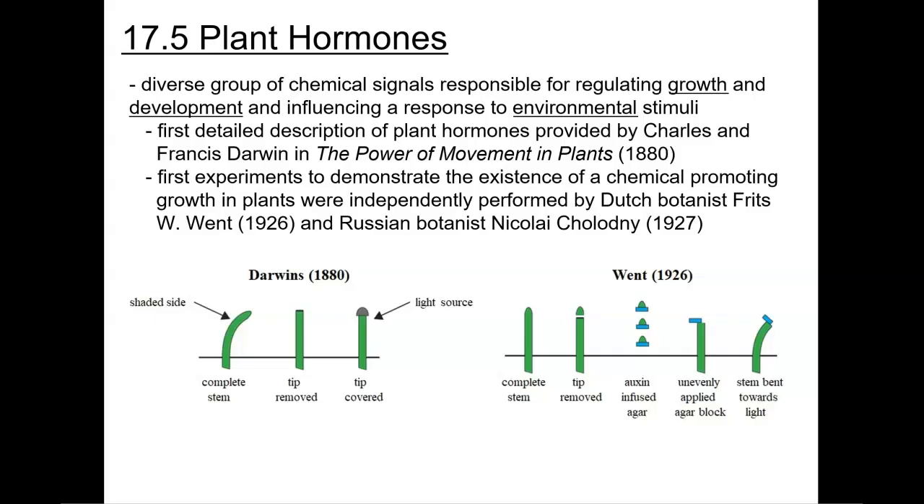And so we see Darwin's 1880 experiment, which shows a complete stem coming up, and the shaded side is where it starts to bend and grow towards the light. Then we remove the tip, and that tip is covered. With Went in 1926, it shows a complete stem. They cut the tip off, use auxin-infused agar to help it grow, and unevenly apply that agar block to the plant, and then you see how the plant bends towards the light.